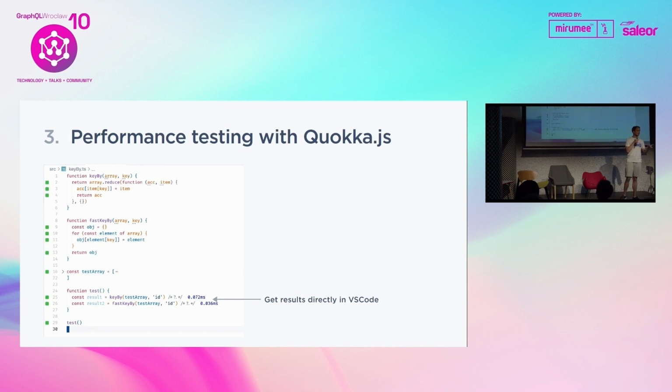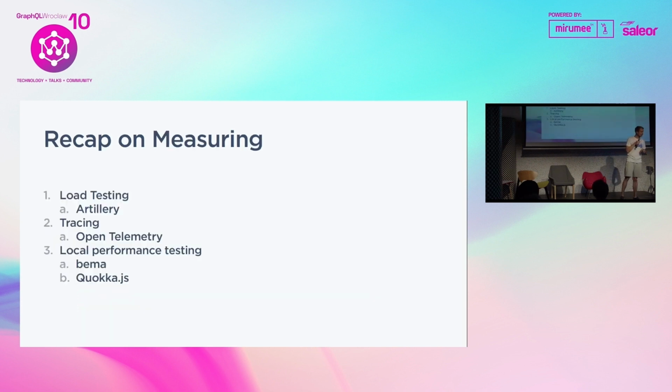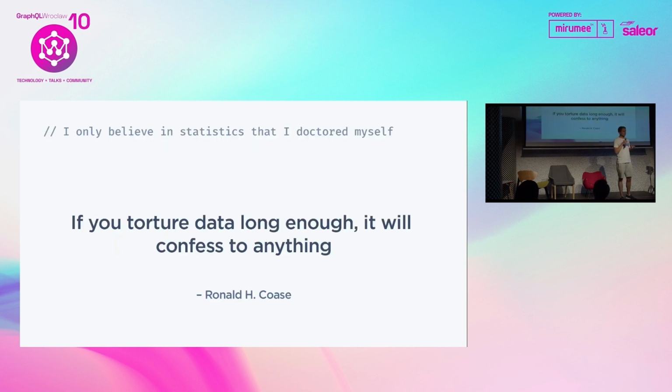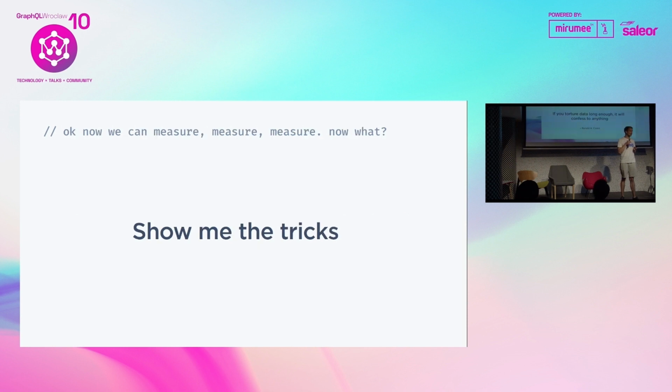You can add little annotations here, as in line 25, 26, you see the question mark dot syntax, and with that, you can directly see inline how long a function call takes. I really like that to try out quick ideas. So let's recap. We want to do load testing, tracing, and performance testing together. You can't just do one of them. If you just do the local performance testing, that's not enough to know how your production system will actually work. And as I said, benchmarks can lie, and if you torture data long enough, it will always confess to you.